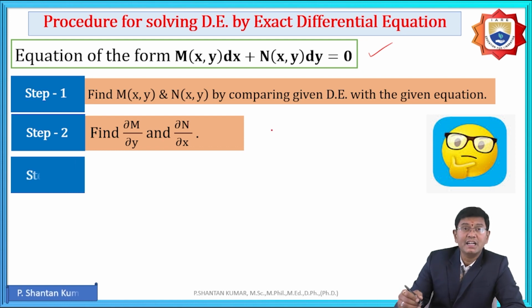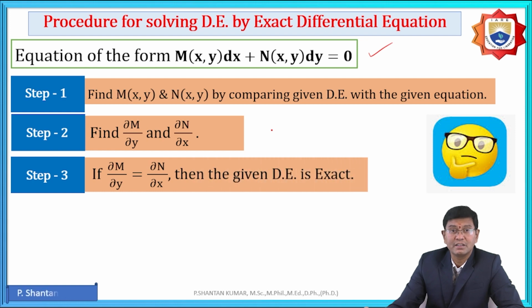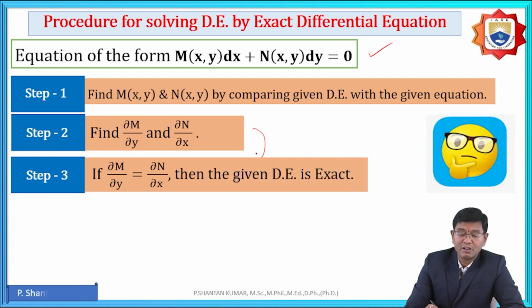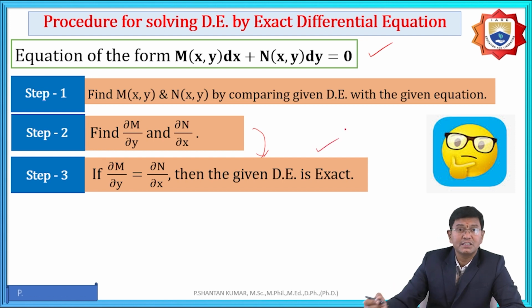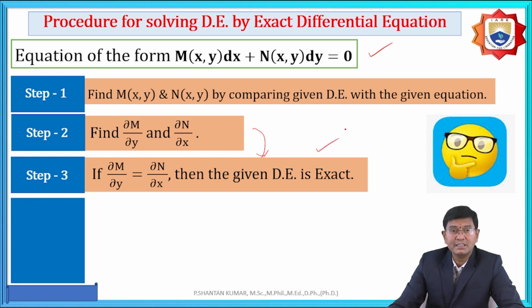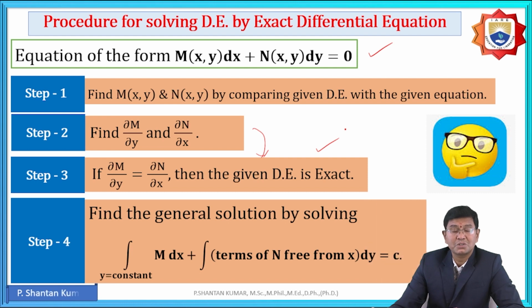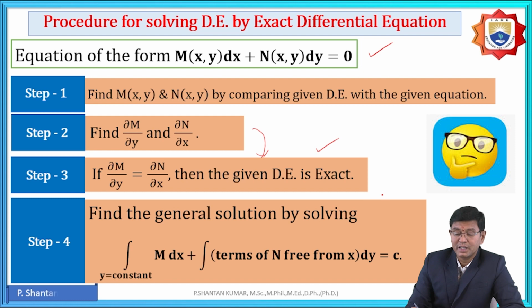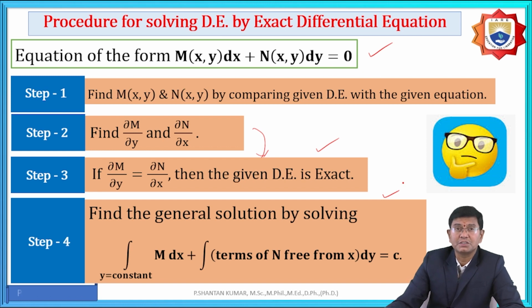And here the condition is that ∂M/∂y is equal to ∂N/∂x. With the help of ∂M/∂y and ∂N/∂x, if it is satisfied, the equation is said to be exact. And next, the fourth step: according to the general solution we calculate the integration of M dx, with y treated as a constant, plus the terms of N free from x with respect to dy, is equal to c. This is the working rule, the procedure for exact differential equations.